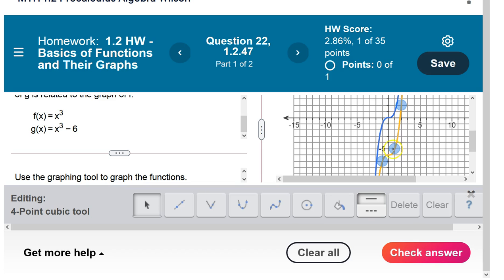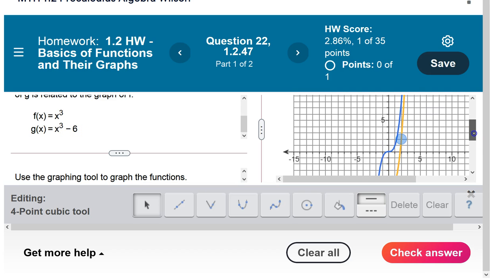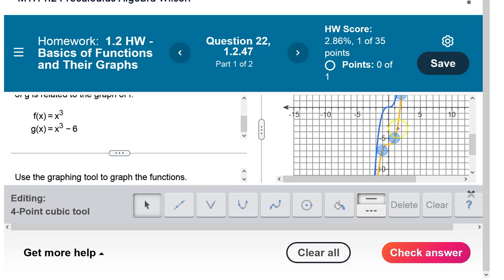So 0, 0 and 0, -6. 0, 0 is on the first graph, 0, -6 is on the second graph. If I check a second point, 1, 1 is on the first graph, 1, -5 is on the second graph. So 1, 1, and then I'm checking the yellow graph for 1, -5. Yes, that looks right to me. I always check a few points just to be sure, because I tried this just a minute ago, and my lines started moving around, not like I wanted them to. So I was doing something weird with that graphing tool.